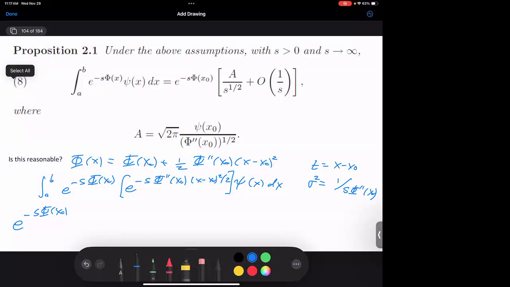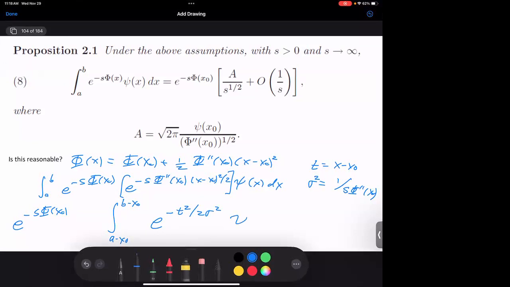Okay. So now when I integrate, t is x minus x naught. So I go from a to b. So this is going to be a minus x naught to b minus x naught. And then I'll have e to the negative t squared over 2 sigma squared. Because if I have a s phi double prime of x naught in the numerator, that's the same as 1 over that in the denominator. And I'm calling that sigma squared.